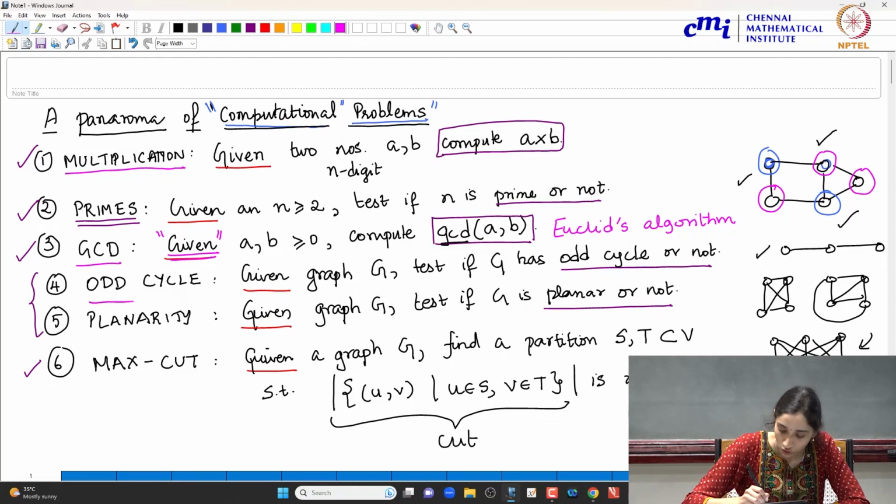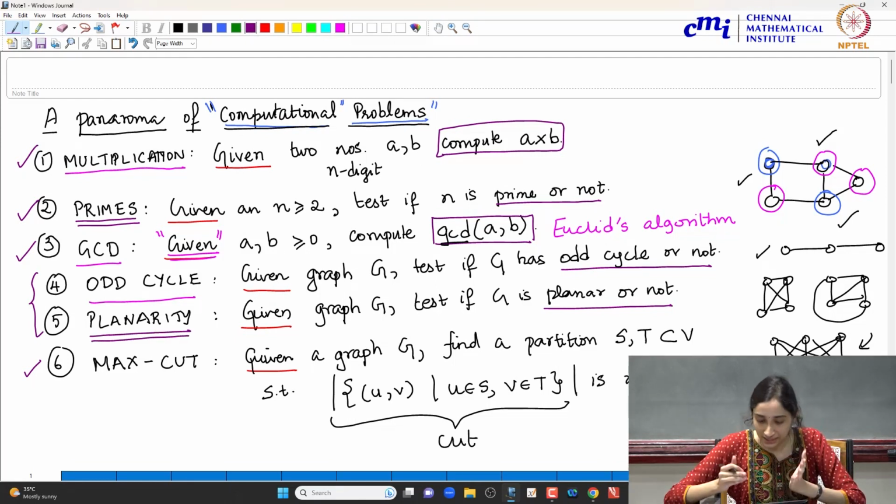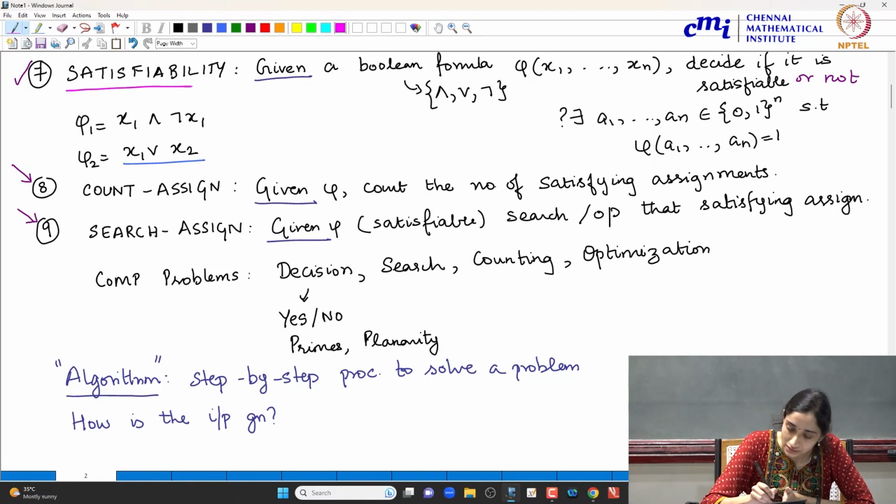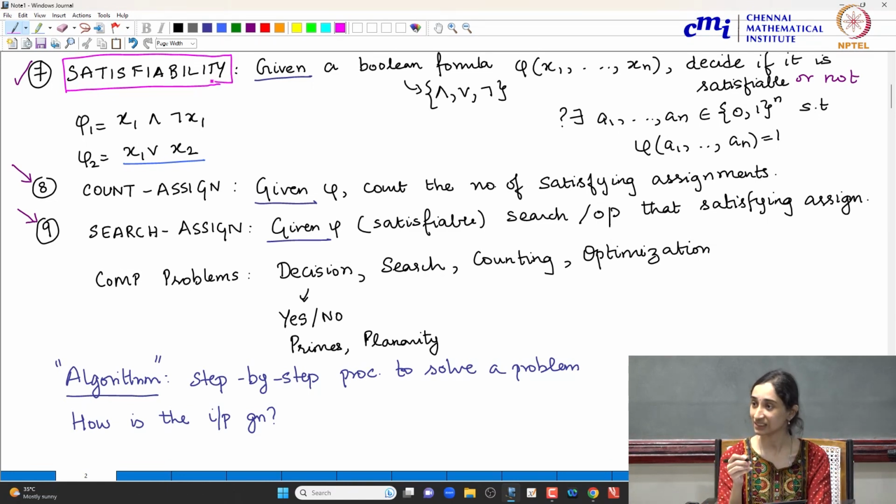Maybe you can go back and check odd cycle. This one is sort of hard, planarity. The others, at the moment, just by looking at the problem, I am unable to say whether it is easy or hard to solve. Okay, so what about satisfiability?